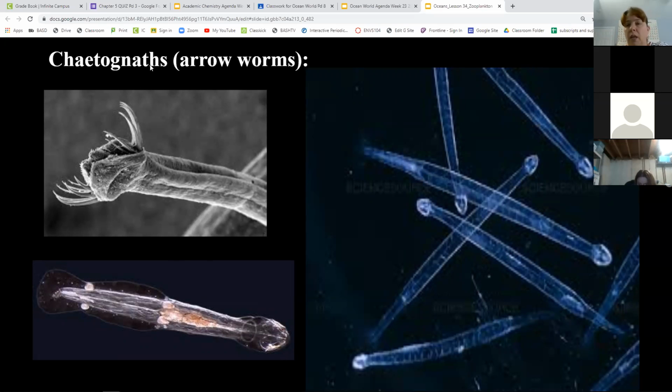Again, you don't need to know the scientific name here, but they are called the chaetognaths. This is an organism that the fisheries usually have to control because if they get too dense, they will kill all the fish larvae. All right, we're almost done here with our zooplankton.